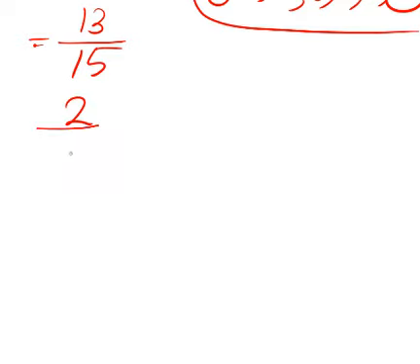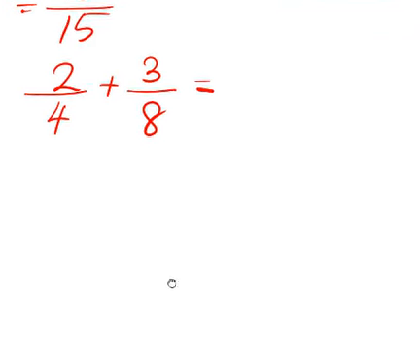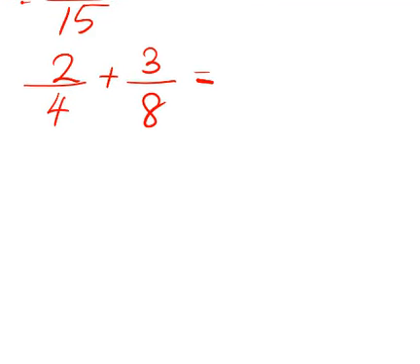2 over 4 plus 3 over 8. Okay, so we can see that 2 over 4 can be simplified as 1 over 2, but let it be 2 over 4 itself. We can see that the denominators are not same. The first one's denominator is 4 and the second one's denominator is 8. Then we have to find the LCM of 4 and 8.